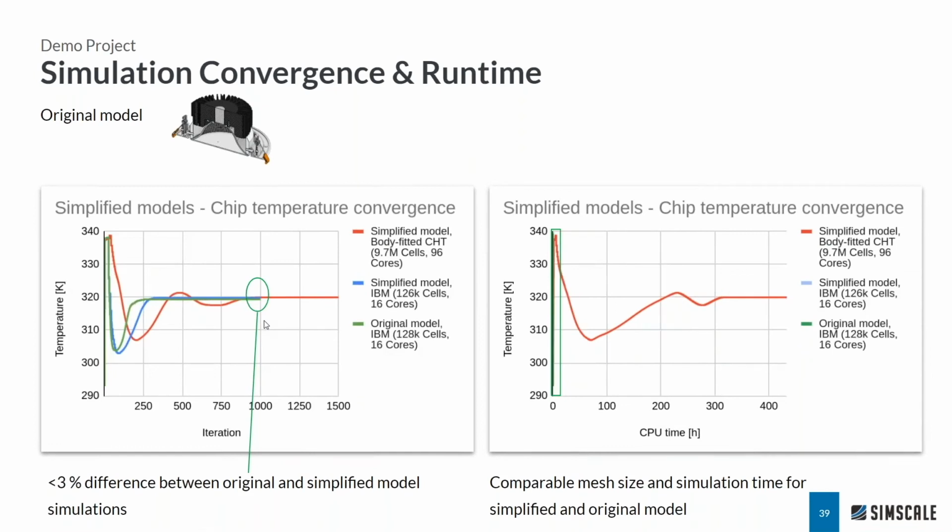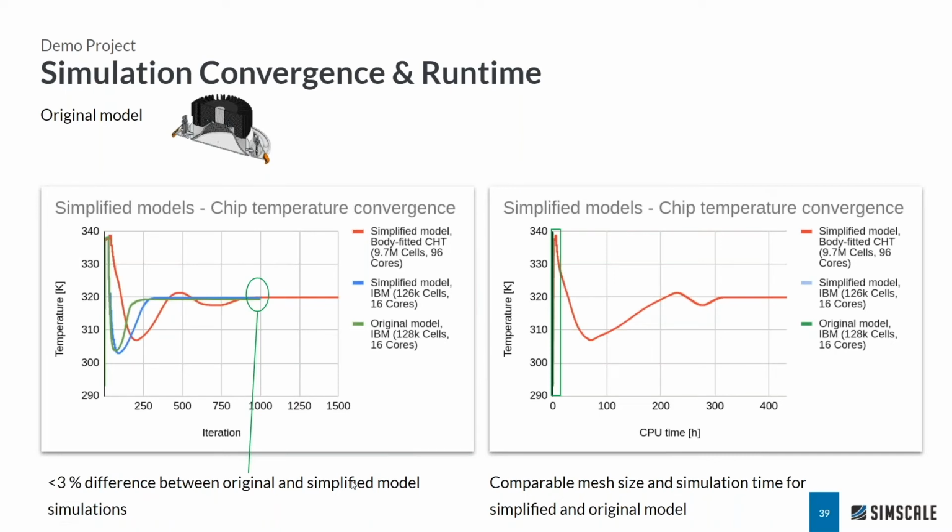Having a similar look at the original model now, what I did here is plot again our simplified model for the body-fitted CHT, because we don't have a simulation result on the original model here, but also plot the results for the simplified and original model on the coarsest level, which is a bit above 100K cells. And what you can see here is that we have a smaller difference than 3% between the original and the simplified model simulations.